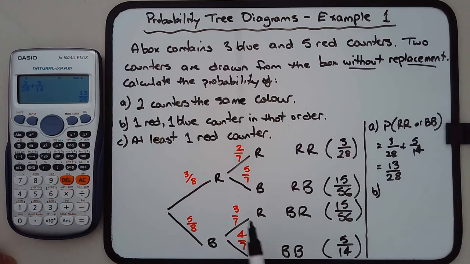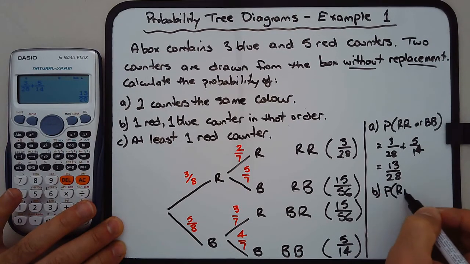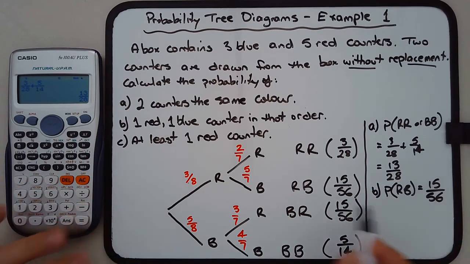Part B, one red, one blue counter in that order. Well, that's a fairly straightforward one. We want the RB case, which is 15 on 56. So the probability of red, blue you can read straight off the probability tree diagram at the end.